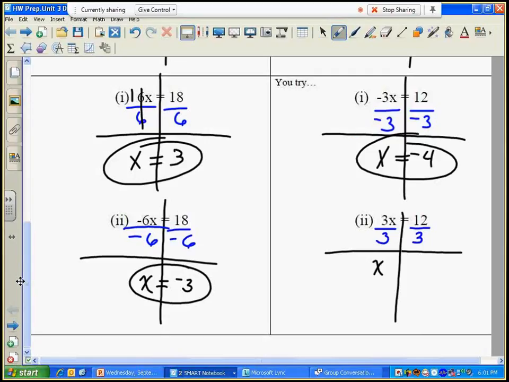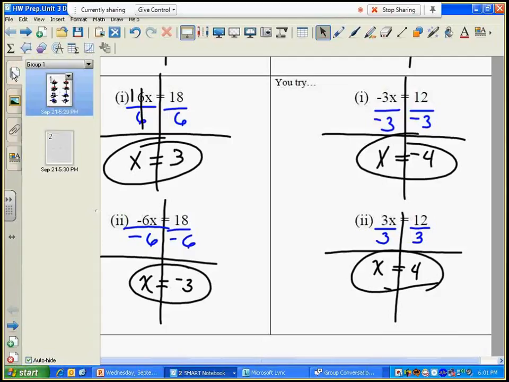We get x is equal to 4. Okay. That's how we solve one-step equations. If it's addition, you subtract. If it's subtract, you add. If you have multiplication, you'll divide. If you have divide, you'll multiply. You'll undo the operations that have been done to x.